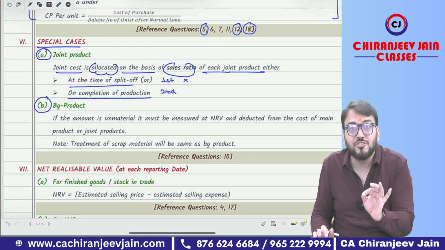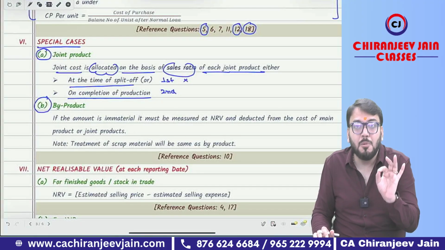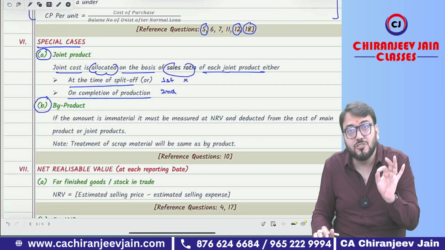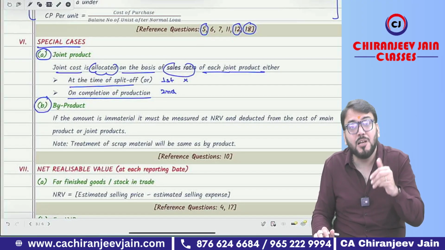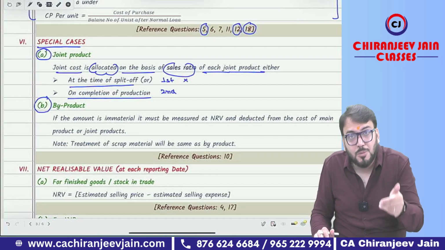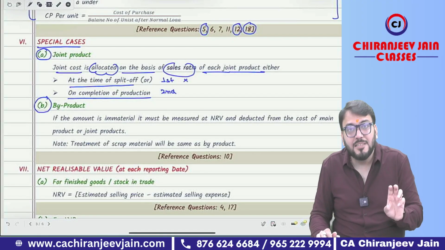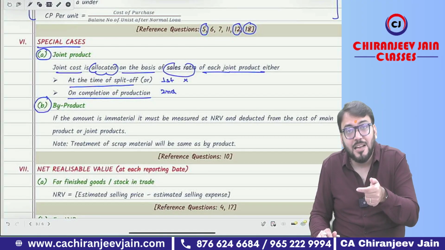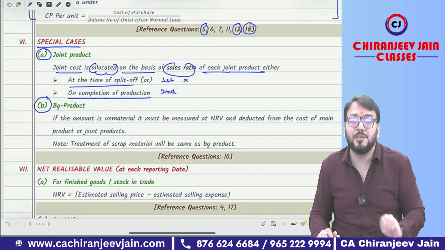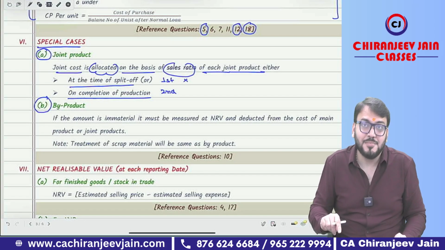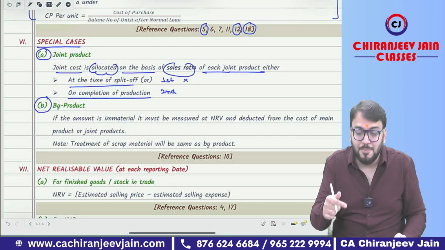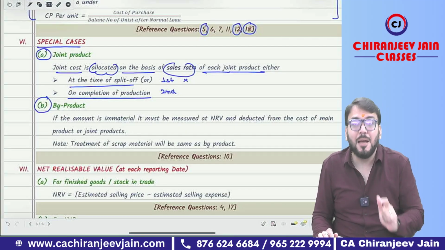So right now we are not discussing scrap material. We are discussing byproduct. A byproduct can also be sold to the consumer market. For example, Amul industry, from milk they are producing butter, ghee, and with that buttermilk is also produced. Now buttermilk can be a byproduct.